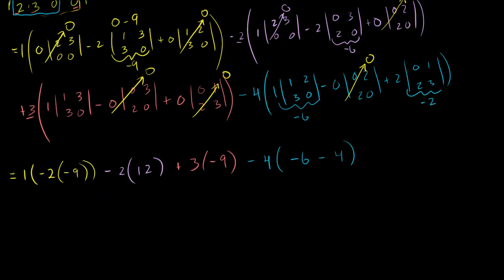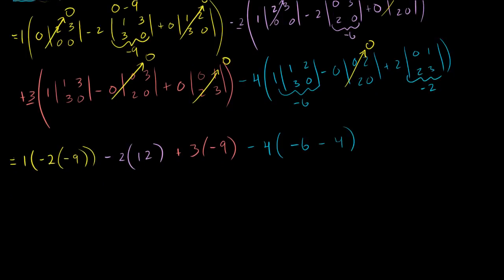So now we just have to make sure we do our arithmetic properly. This is 1 times plus 18. So this is 18, right? Minus 2 times minus 9. This right here is minus 24. This right here is minus 27. And then this right here, let's see, this is minus 10. Minus 4 times minus 10 is plus 40.